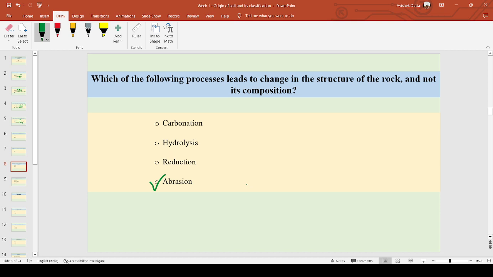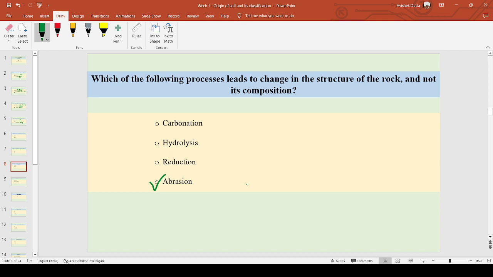Whatever the other options are, carbonation, hydrolysis, reduction, these are chemical processes. Carbonation is the addition of carbon dioxide or carbonic acid in the presence of carbon dioxide. Hydrolysis is breaking down by the action of water. Reduction is the addition of hydrogen ions, I think, or removal of oxygen. So the other three, carbonation, hydrolysis, reduction, are chemical processes.